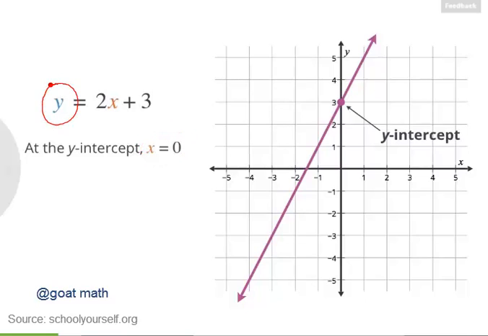So then what's the y-coordinate at the y-intercept? Well, we can plug in 0 for x to find the corresponding value of y. 2 times 0 is 0, so that leaves us with y equals 3. So sure enough, 3 is the y-intercept of our line.